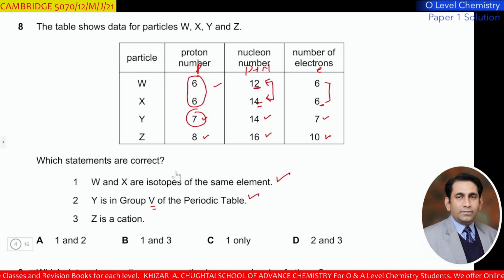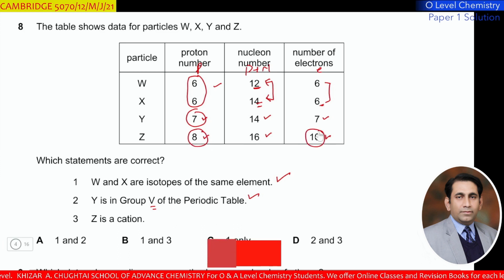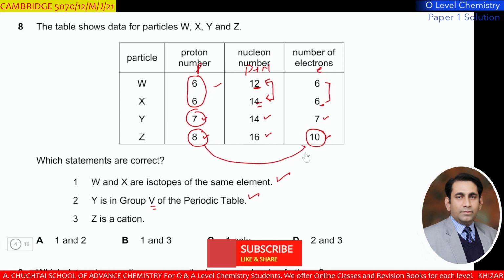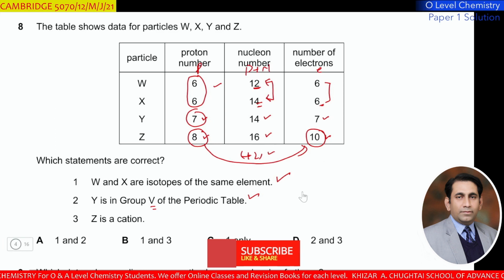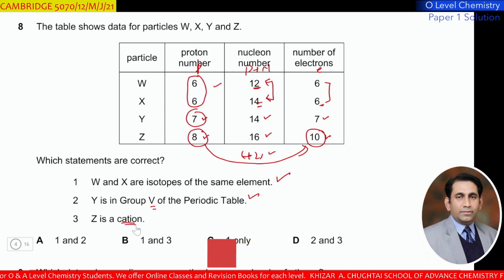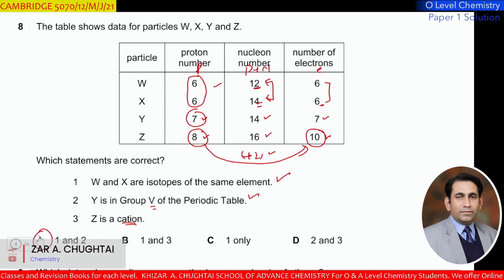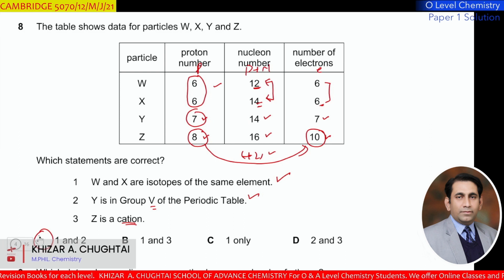Z is a cation. How can we check whether it is a cation or anion? Number of protons is equal to 8 and number of electrons is equal to 10. It has gained 2 electrons, so it is a negative ion. It's not a cation, because cation means positive ion. So statements 1 and 2 are correct, and A is the correct option. Question number 8, A is the correct option.